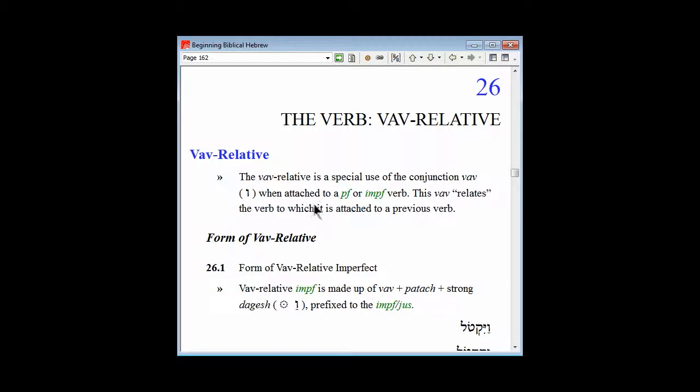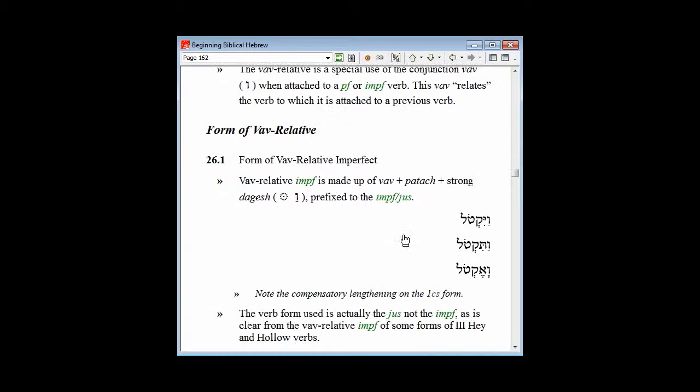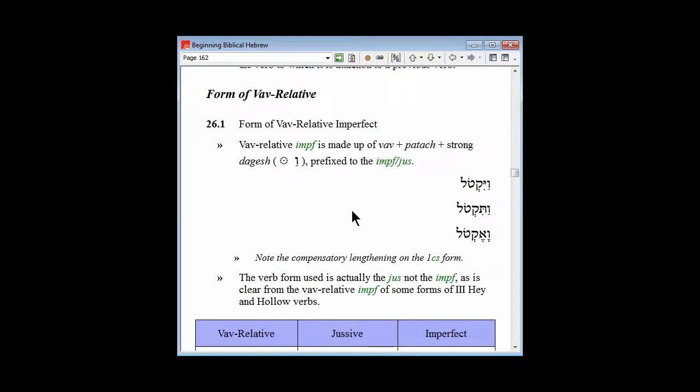Again, he mentions that this is a special use of the conjunction form of the Vav relative imperfect. Now there's going to be a Vav relative imperfect and a Vav relative perfect. Okay, so there's two types of this. The imperfect is the one that will change the pointing. Now notice here the Vav relative imperfect is made up of Vav plus Patach plus a strong Dagesh in the following consonant, the first consonant of the verb form. And all of that gets prefixed to an imperfect or jussive form.